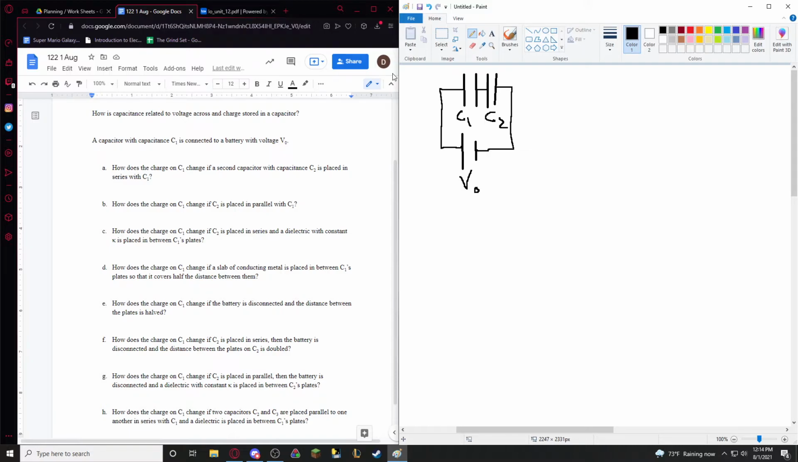Oh, so wait, capacitance is equal to the charge over the voltage. So in this case, the voltage would equal the charge over the capacitance. So we know voltage is going down, and we don't know what's happening with the charge. That's what we want to find out. Is the capacitance changing?